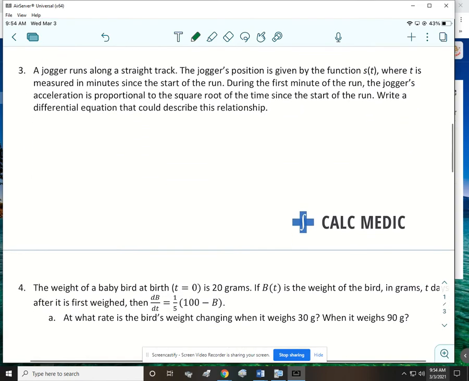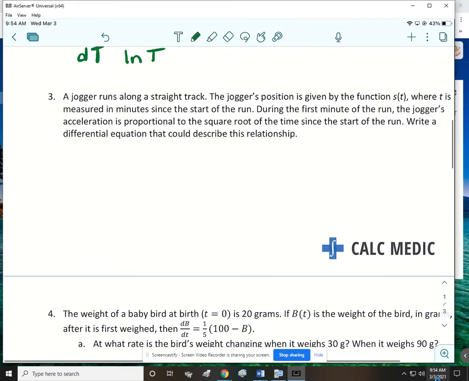Number 3: a jogger runs along a straight track. The jogger's position is given by the function s of t, where t is measured in minutes since the start of the run. During the first minute of the run, the jogger's acceleration is proportional to the square root of the time since the start of the run. We're going to write a differential equation that could describe this relationship. We have this function s, which is the position function, so we have to remember the relationship between the position and the acceleration. Do you guys remember that?